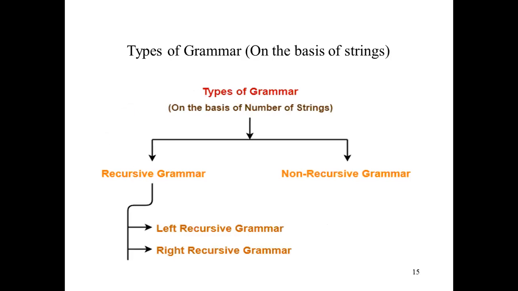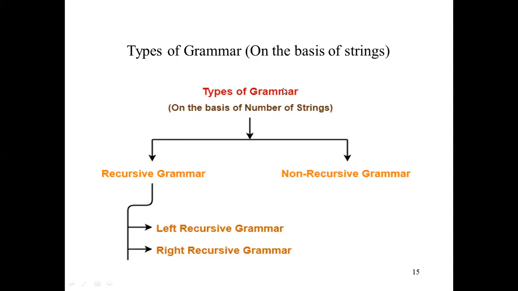So again, we are dividing the grammar on the basis of the strings. Okay. So types of grammar again. That was the ambiguous grammar and unambiguous grammar. But we can also divide it as recursive grammar or non-recursive grammar.